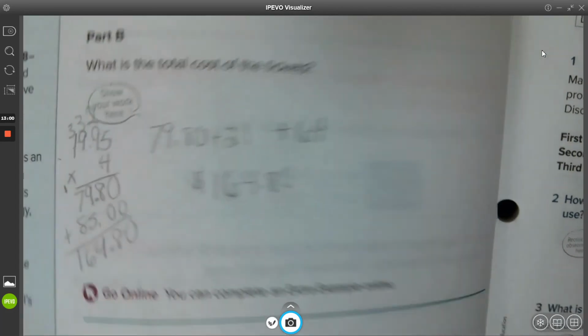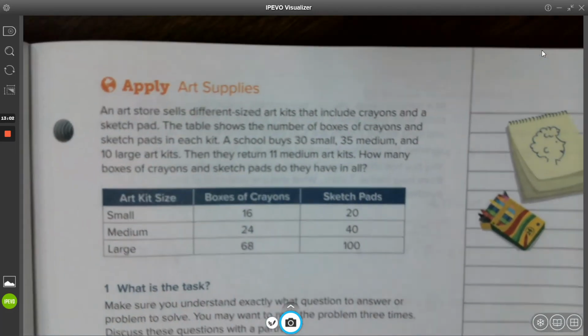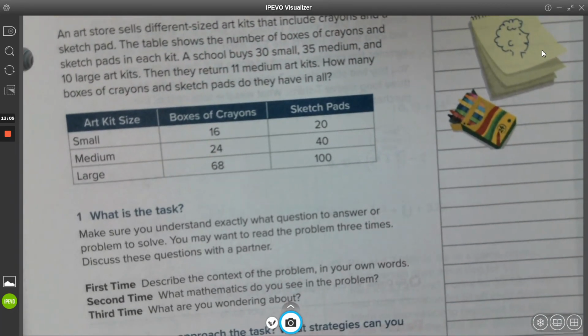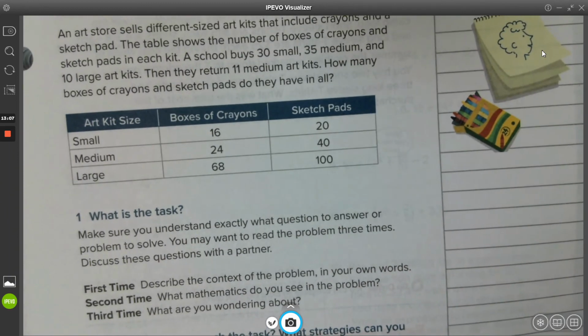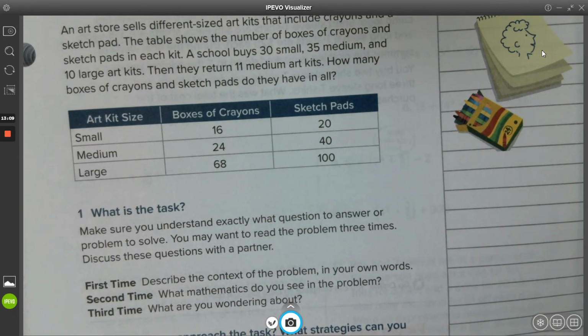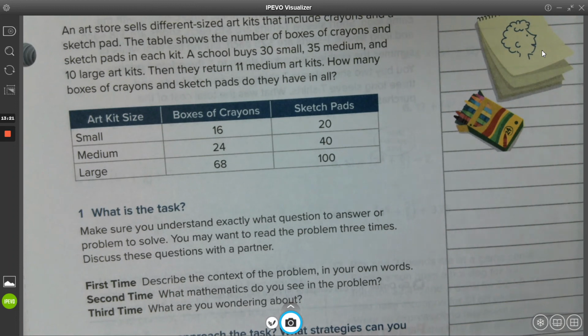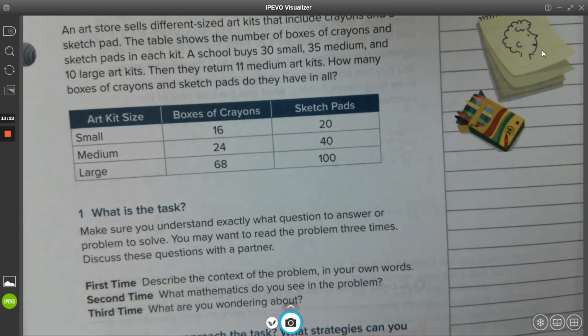All right, moving along to your apply problem on the next page, 273. An art store sells different size art kits that include crayons and sketch pads. The table shows the number of boxes of crayons and sketch pads in each kit. A school buys 30 small, 35 medium, and 10 large art kits. Then they return 11 medium art kits. How many boxes of crayons and sketch pads do they have in all?